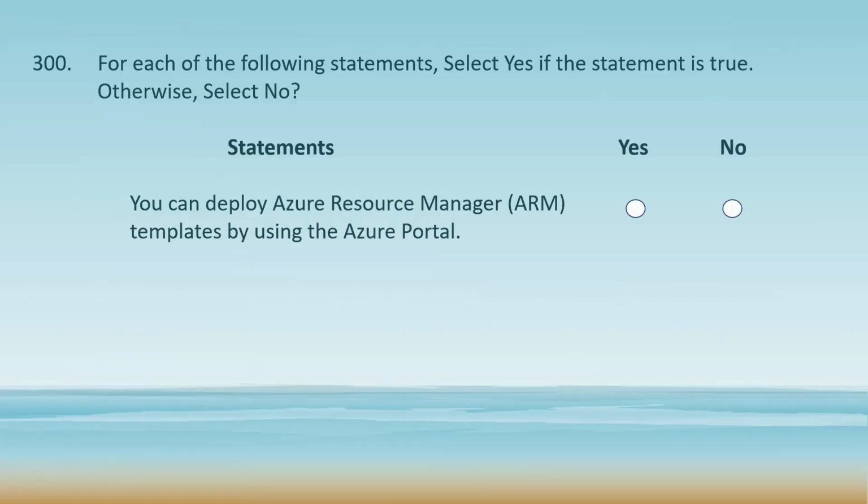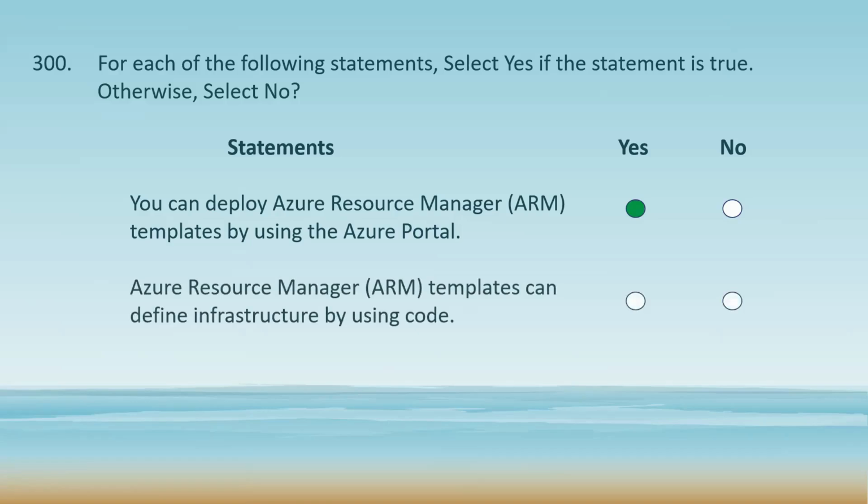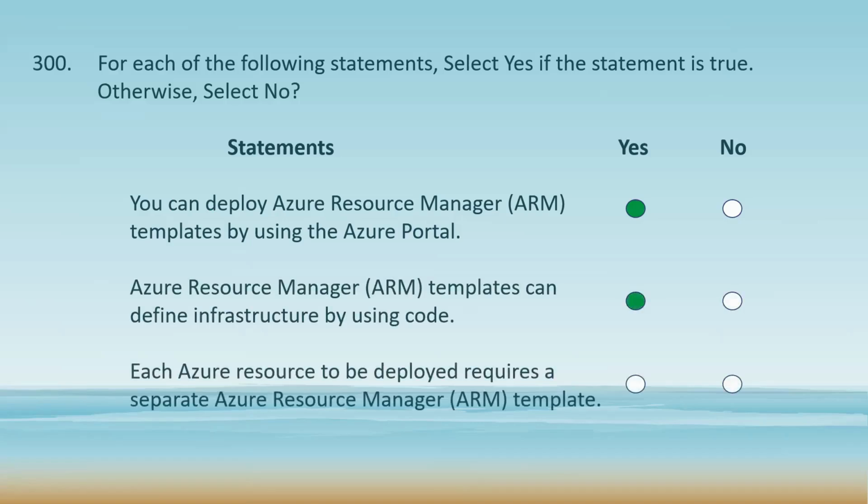Again, you will be presented with a series of statements and you need to tell whether these statements are correct or incorrect. You can deploy Azure Resource Manager templates by using the Azure portal. And this statement is correct. The next statement is Azure Resource Manager templates can define infrastructure by using code. This is also correct. And the third and final statement is each Azure resource to be deployed requires a separate Azure Resource Manager template. This statement is incorrect. You can use one template to create multiple Azure resources.